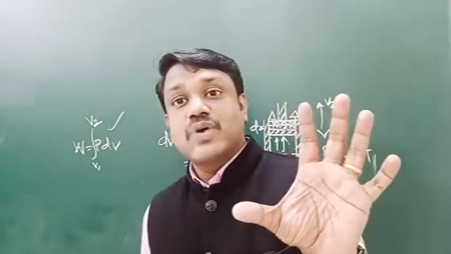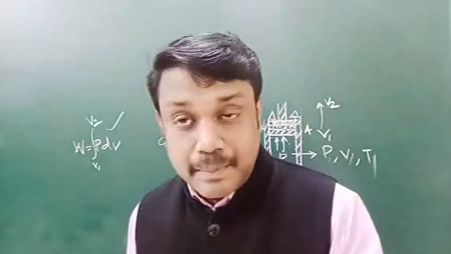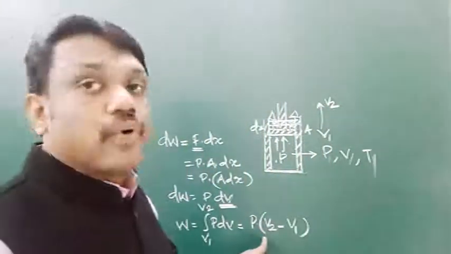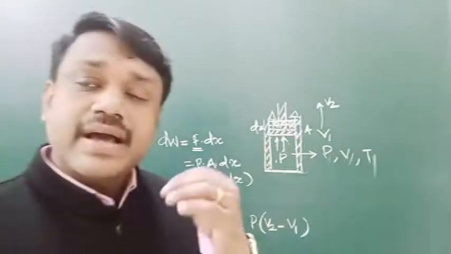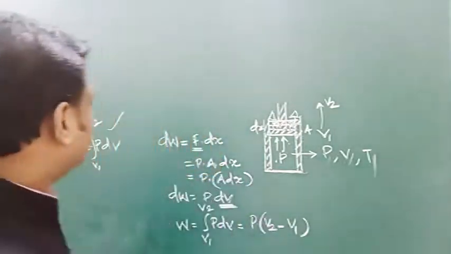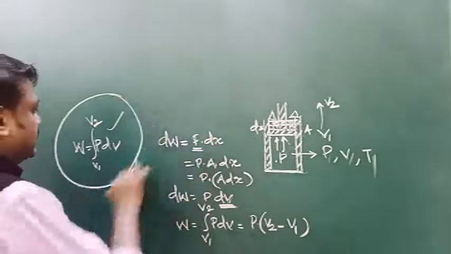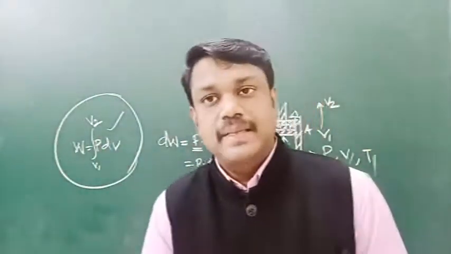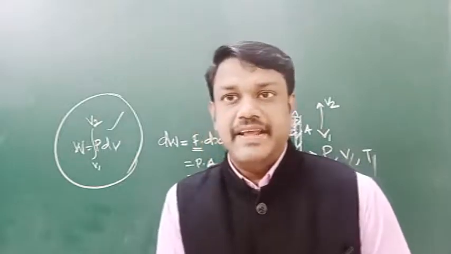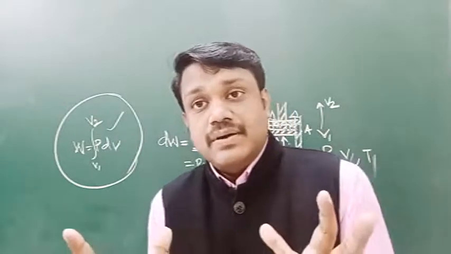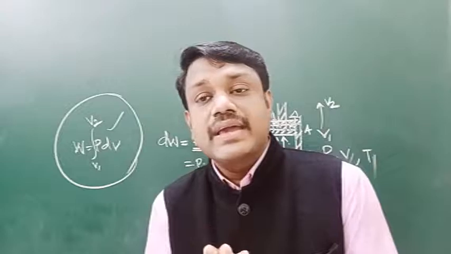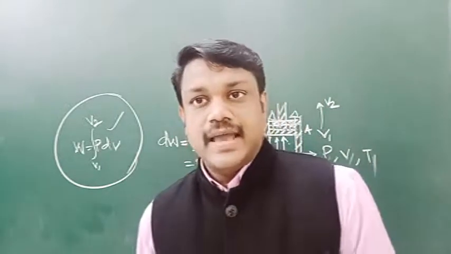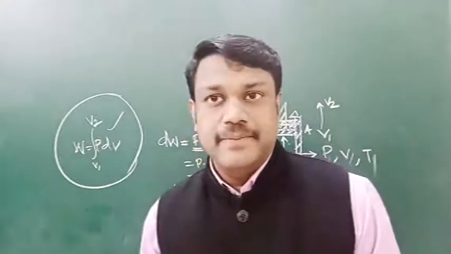When it expands, work done is positive. When compressed, the work done is negative in terms of volume. Anyhow, in compression or expansion, the work done is given by this equation. W is equal to integral P dV from V1 to V2. That is the work done in expanding. But remember, this work done can be taken as either positive or negative.